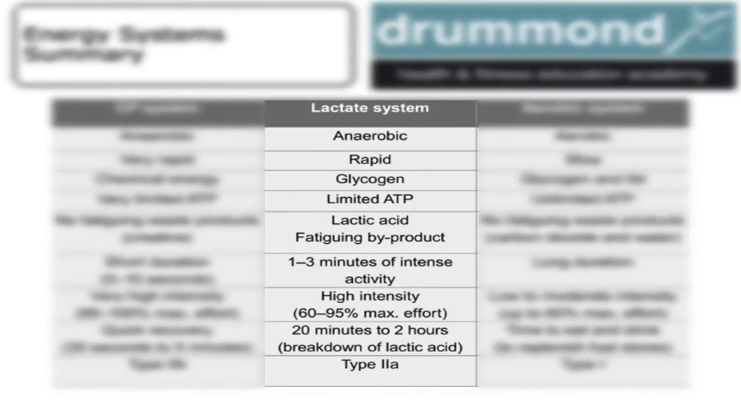The lactate system or the lactic acid system, again, is going to be anaerobic. It's going to be rapidly producing ATP and produced entirely by glycogen or glucose, which is broken down from glycogen. It's going to have a limited ATP production, again, quite expensive, and it's going to have a byproduct or a waste product known as lactic acid, which is a fatiguing byproduct, also known as that burning sensation, which I'm sure you've all experienced. It will only last around about 1 to 3 minutes before you then need to stop and rest.